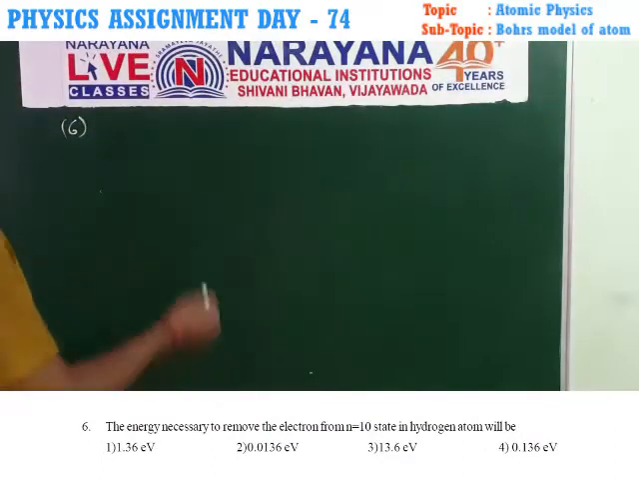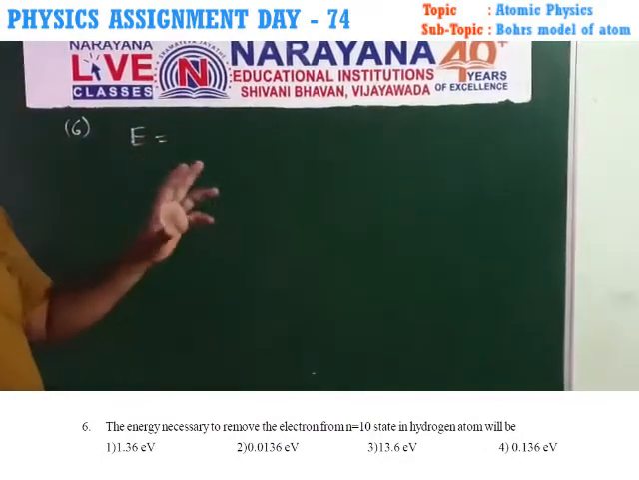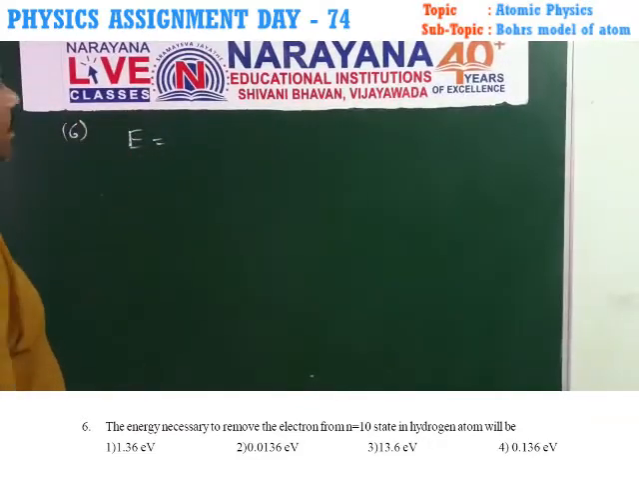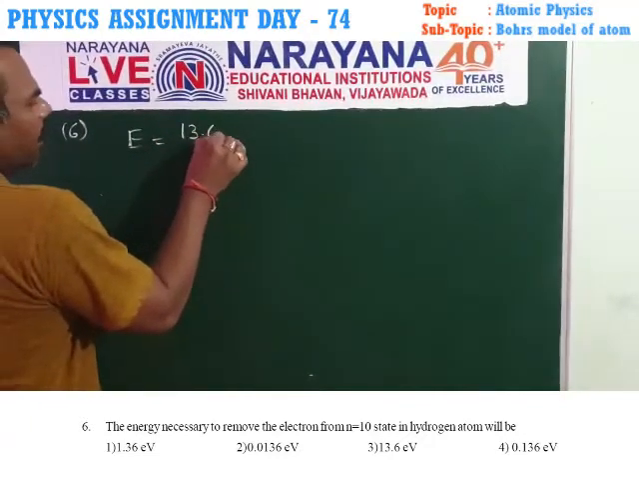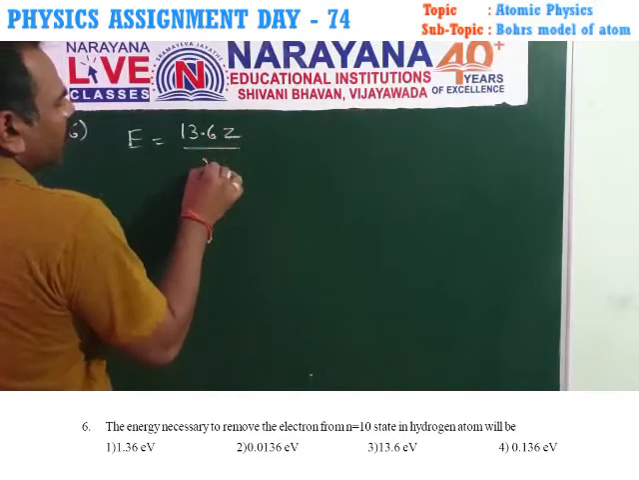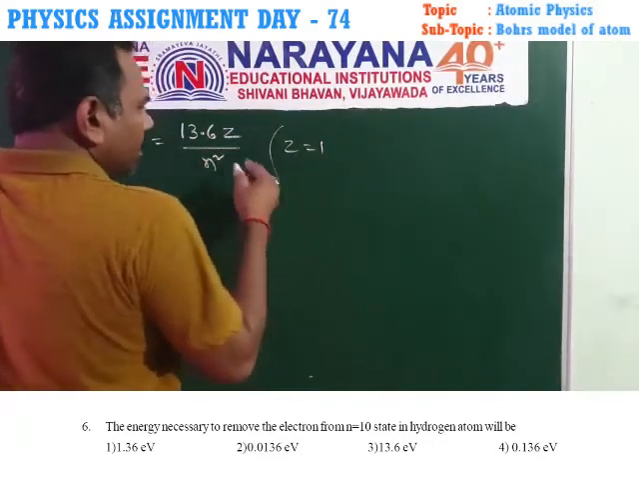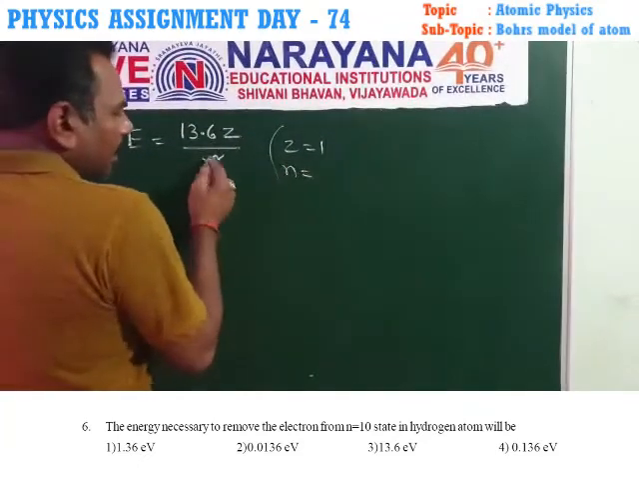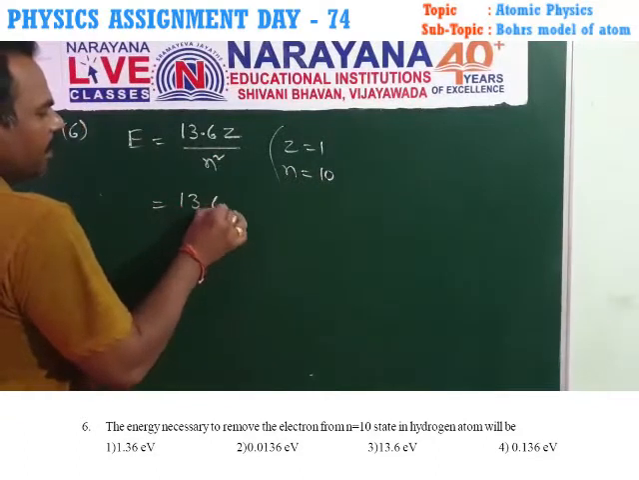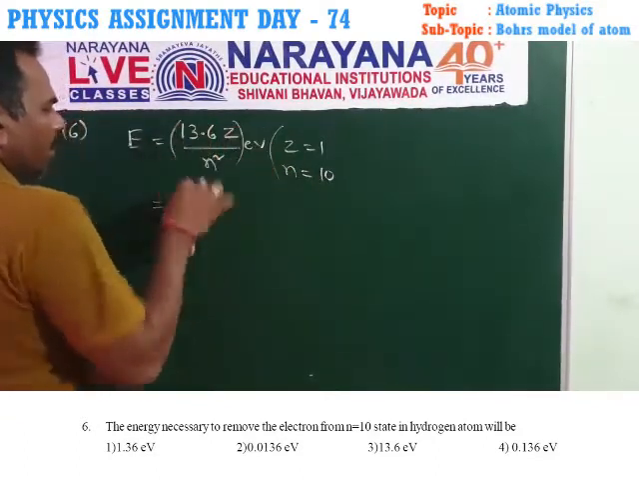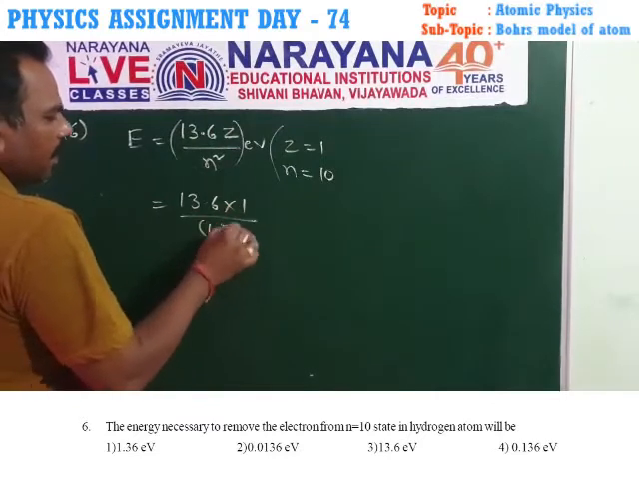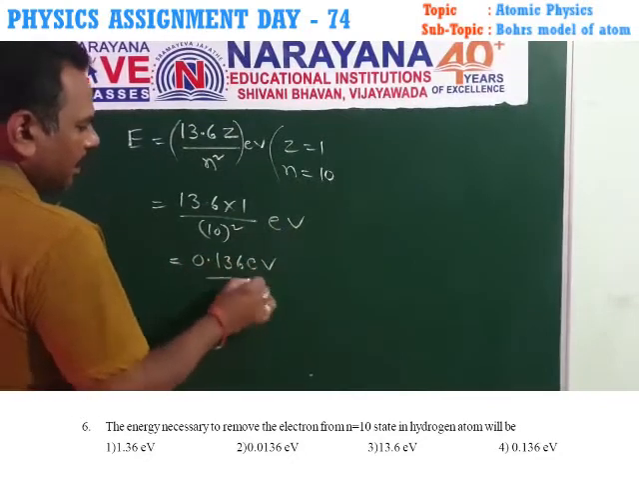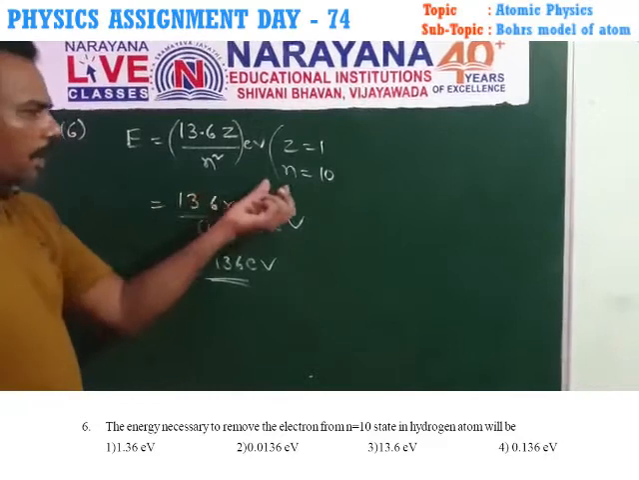In the sixth sum, the energy required to remove the electron in the 10th orbit. That is 13.6 into Z square by n square. Here, for a hydrogen-like atom H, Z is equal to 1 only, and n is 10. So 13.6 into 1 by 10 square electron volts, which is 13.6 by 100, equal to 0.136 electron volts. This much energy is needed to remove the electron in the 10th orbit.